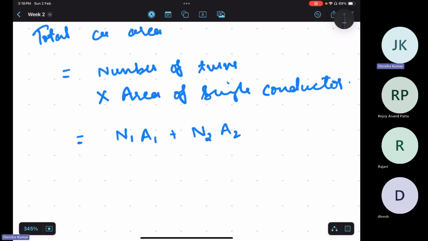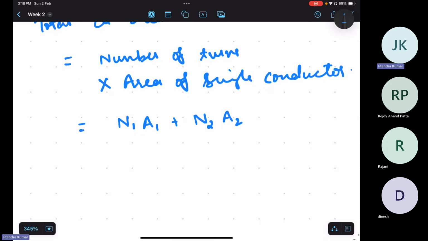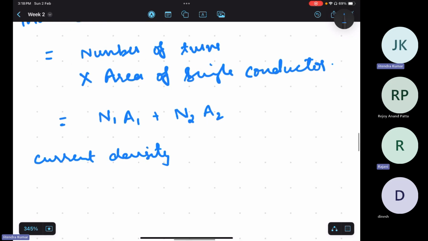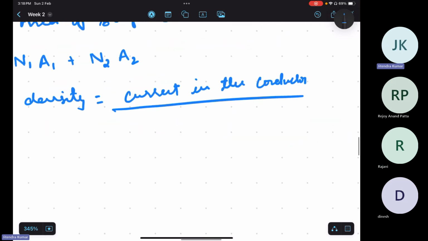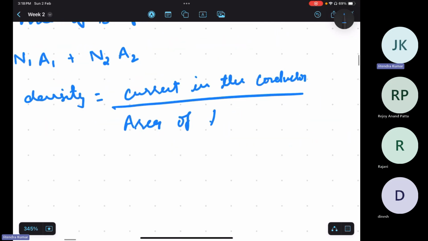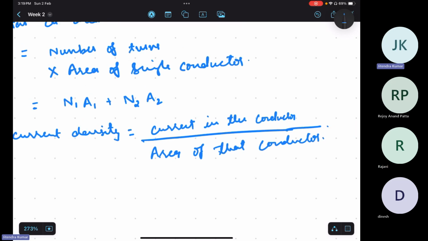So, do you know any relation between current and area of a conductor? Some parameter, what is it called? Current density, sir. Current density? Exactly, that's what I was looking for. So current density is nothing but current per unit area. So the current in the conductor divided by the area of that conductor. Okay, sir. So that will be the current density here.